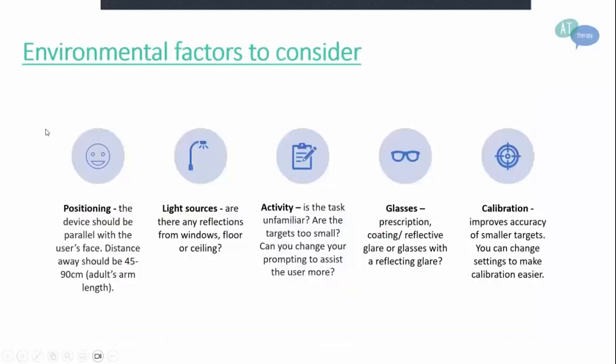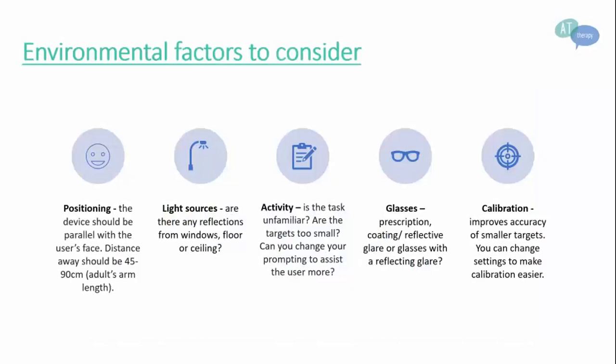There are a few things to consider when making the Eyegaze access work. It is often described as a bit of a dark art to get it to work correctly. So I've split this up into environmental factors to consider and then human factors to consider. So first of all, the first thing we might check is the positioning. We want the device obviously to be able to see the eyes, and that should be parallel to the user's face. We say about the distance of an adult's arm away.